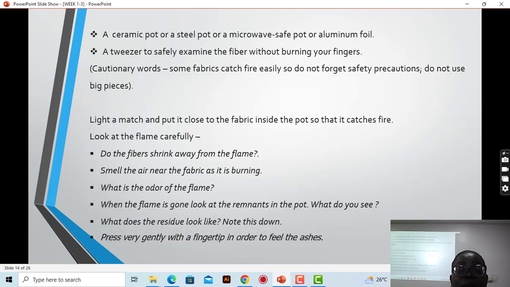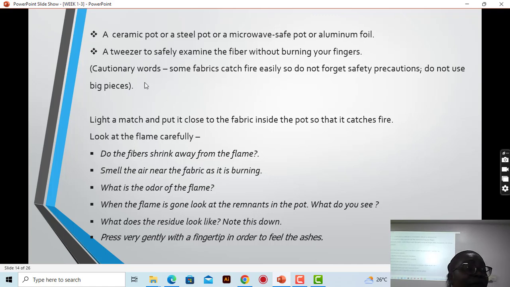Then, some of the materials: the fabric, a ceramic pot or steel pot or a microwave safe pot or aluminum foil. Something you put the fabric on when you burn it, because we don't want anywhere catching fire. That's all. So we have a tweezer to safely examine the fibers without burning your finger. You know what a tweezer is? Yes, just to hold the burning fabric, so we don't hold it with our fingers, and by the time we realize, the fire has caught up with our fingers.